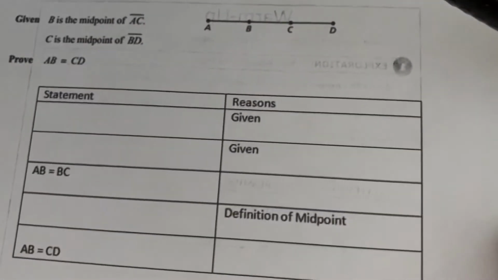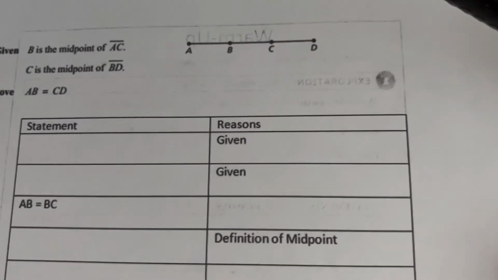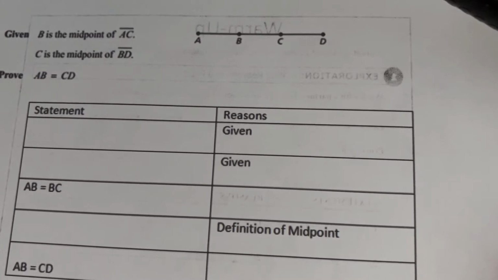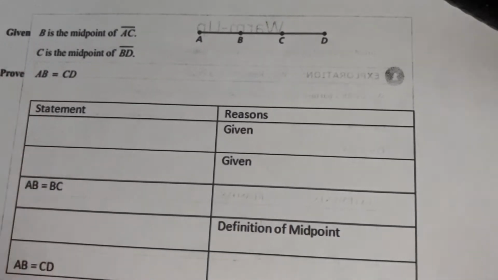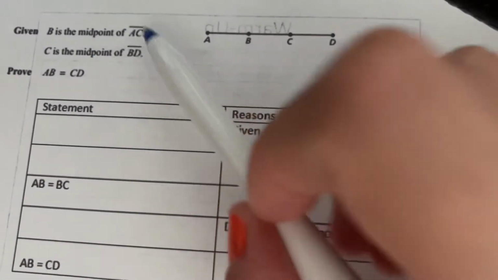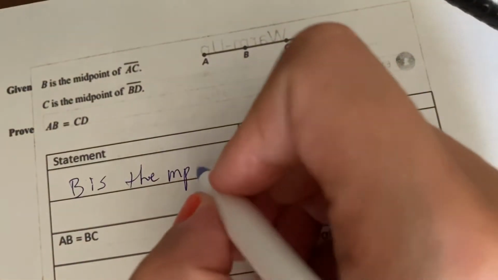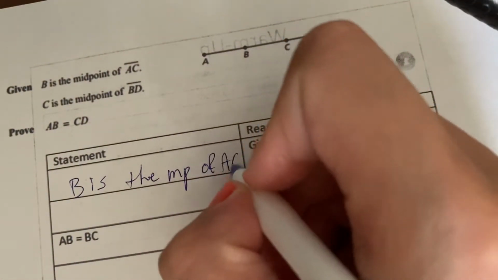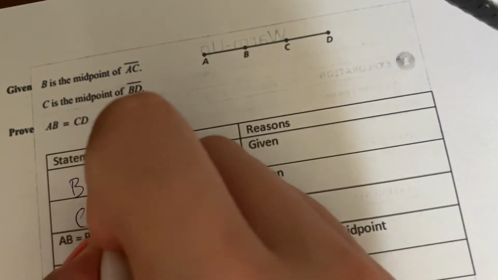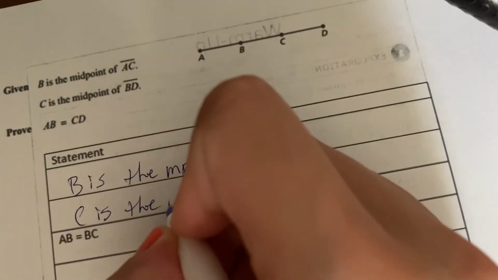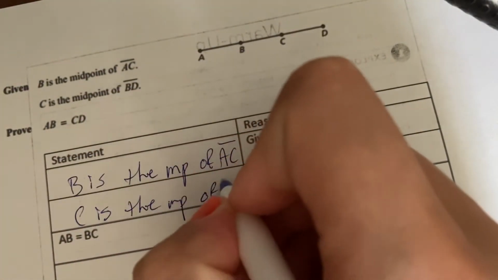All right, so let's head on over to this proof. Same thing, we're just gonna keep working through them. So this is another example. So since we have 2 given spots and we have 2 givens, I'm just gonna write 1 in the first slot. And instead of writing midpoint, I'm just gonna put MP. Okay, and then C is the MP of BD.